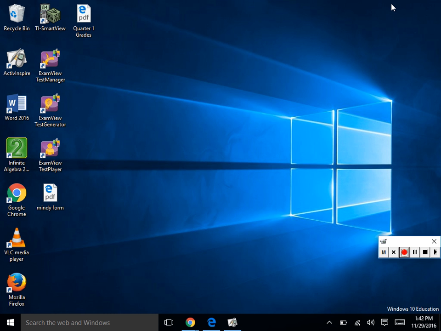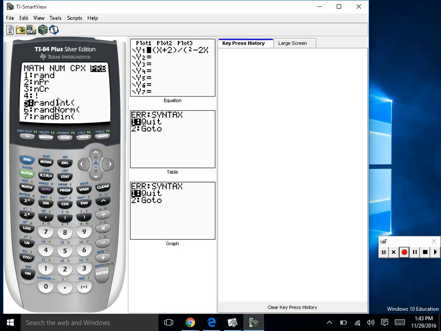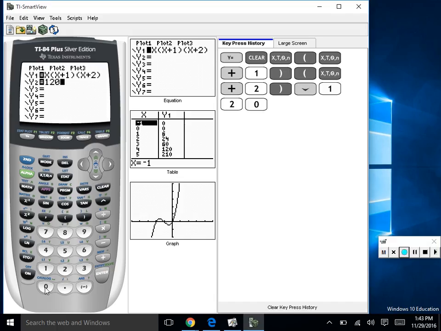Go to y equals. Type in x times x plus 1 times x plus 2 into y1. You've got to be in the graphing mode. So you'll type in x times x plus 1 times x plus 2. When does that function equal, and in y2, you're going to type in 120. Now think about it.